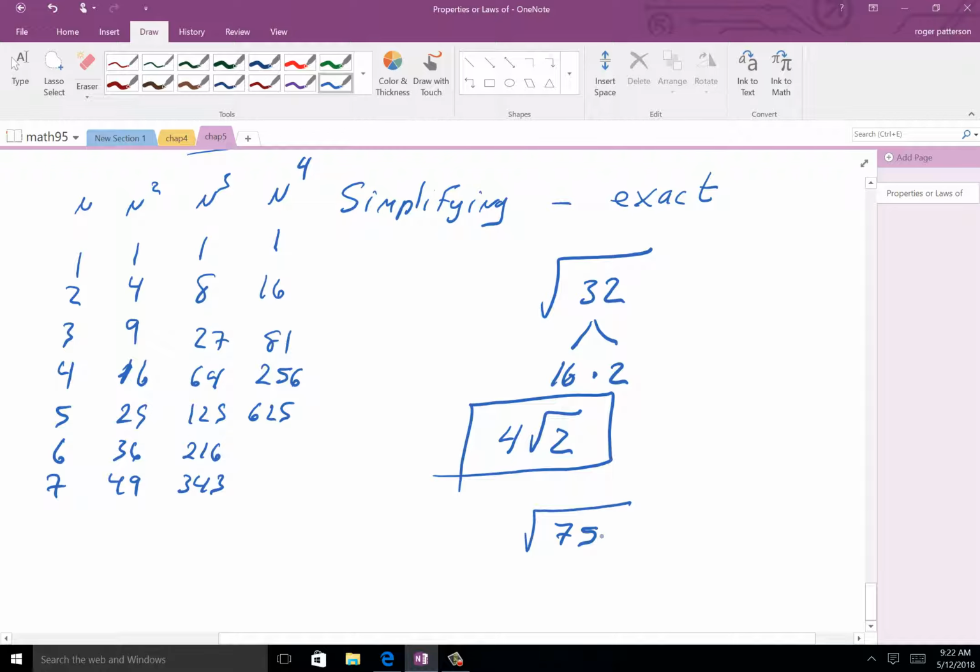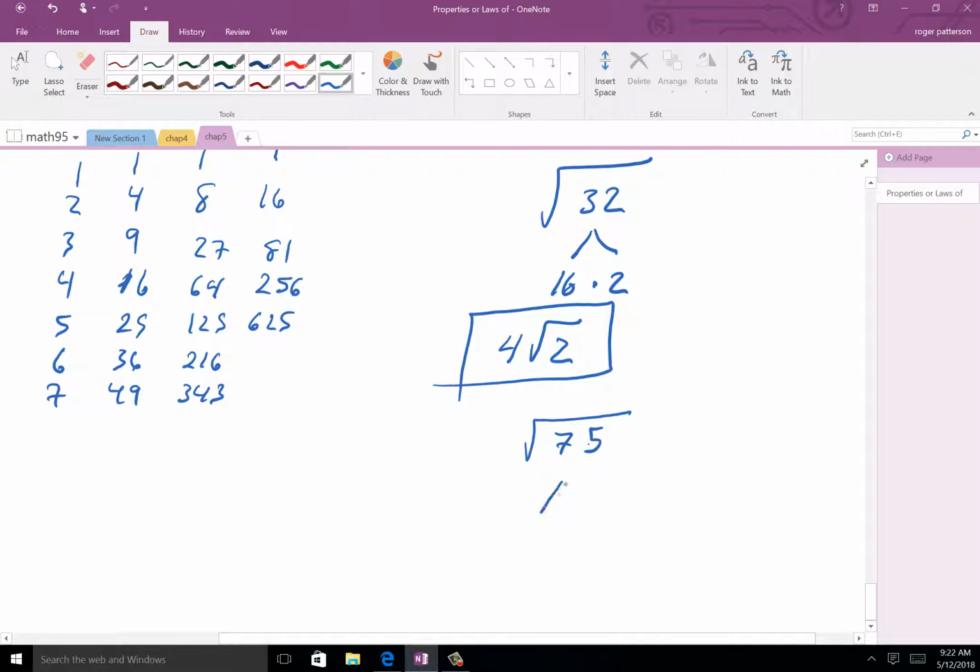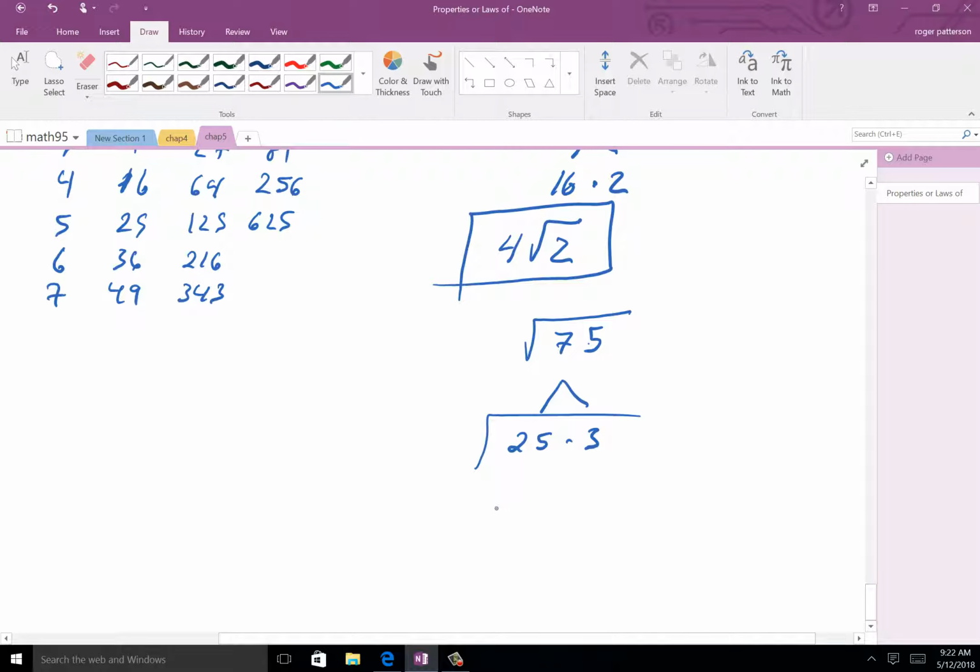So we'll do the square root of 75. We can break that down to 25 and 3. 25 is the largest perfect square that goes into 75. So I'm square rooting: the square root of 25 is 5. The 3 stays on the inside, so I can't do anything with it. That's simplified. So right now we're doing just square roots, breaking them down, finding the largest one.